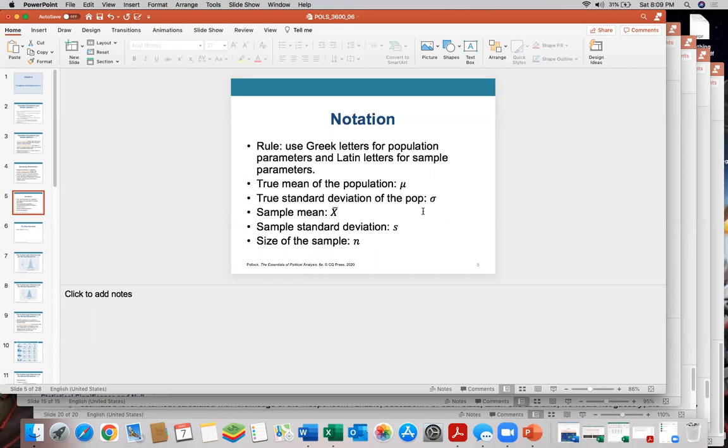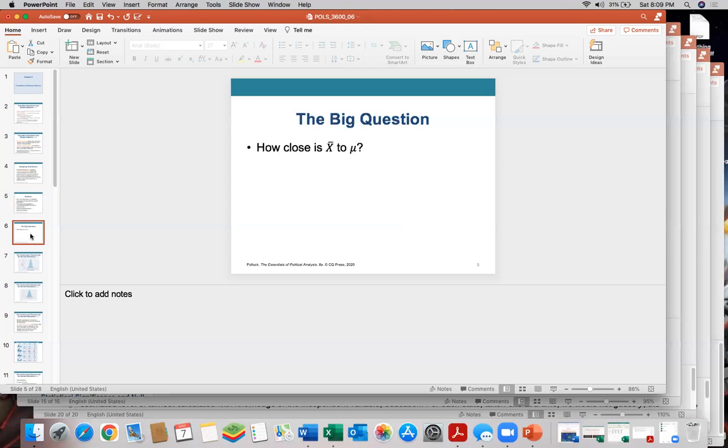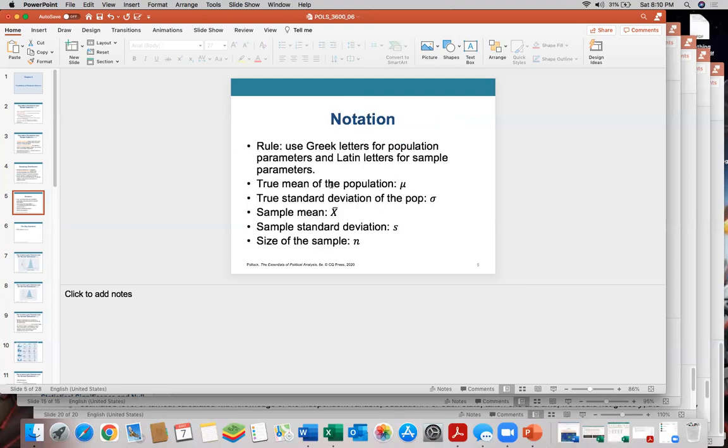But you can tell the ones that look all weird, those are Greek. The ones that look like our normal letters, those are the Latin. And so X bar is your sample mean, S is your sample standard deviation, and N is your sample size. So this is one of the things that he said for sure is going to be on the final. So make sure that you know the difference between your Greeks and your Latins. And then this was the big question: how close is X bar to mu? Which is how close the sample mean is to the true mean.